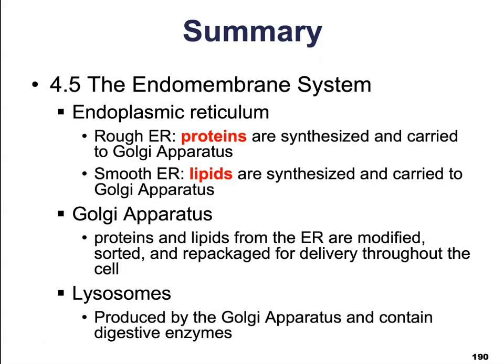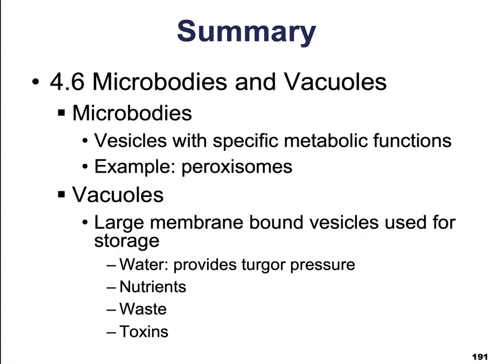Then we went on to the endomembrane system. That contains the endoplasmic reticulum. The rough ER is going to be responsible for synthesizing proteins and transporting them to the Golgi apparatus. The smooth ER, on the other hand, is going to be primarily responsible for lipid synthesis and transport to the Golgi apparatus. The Golgi apparatus is going to package, ship, and prepare those proteins and lipids from the ER and send them throughout the cell or out of the cell, depending on their need. The lysosomes are going to be produced by the Golgi apparatus. They're going to contain digestive enzymes to help break down any wastes and clean up any extracellular debris found inside the cell.